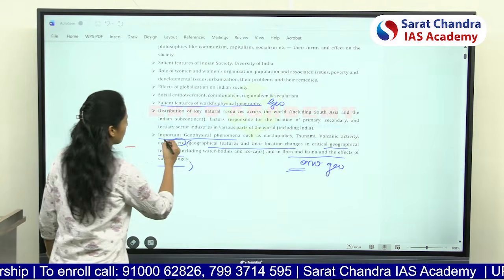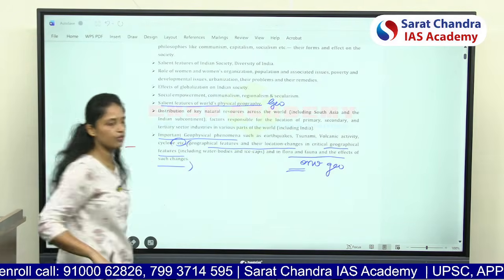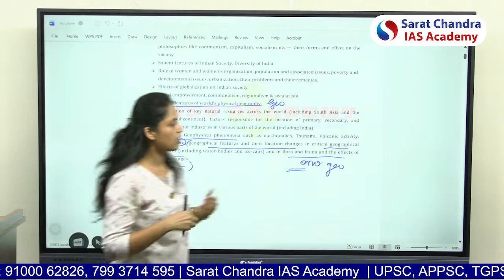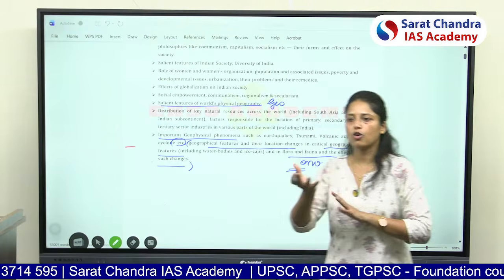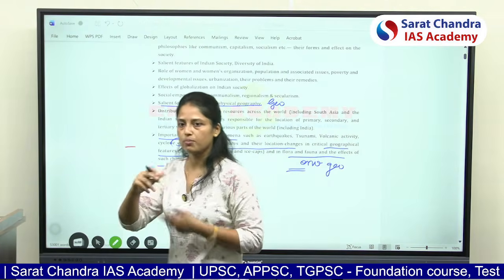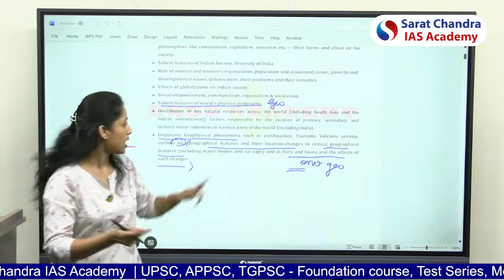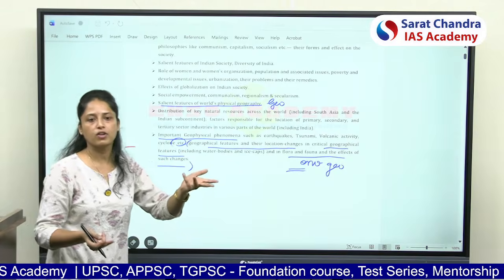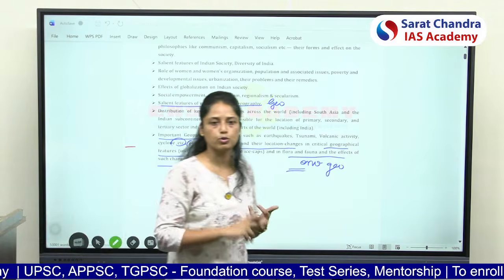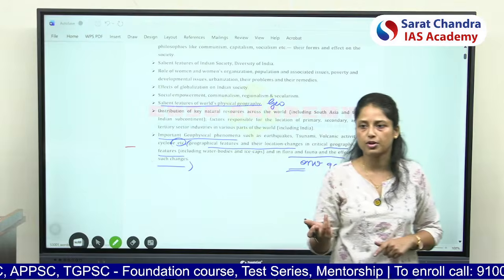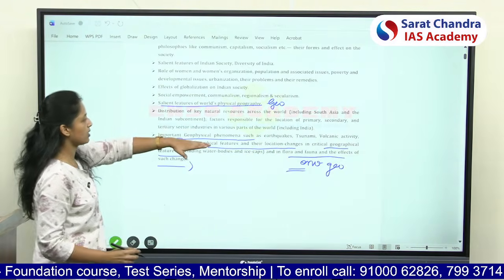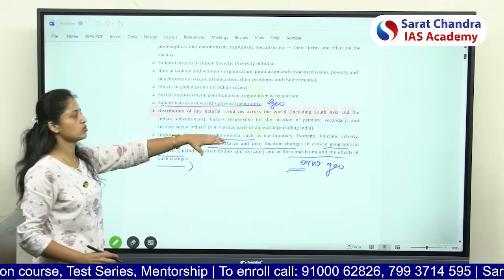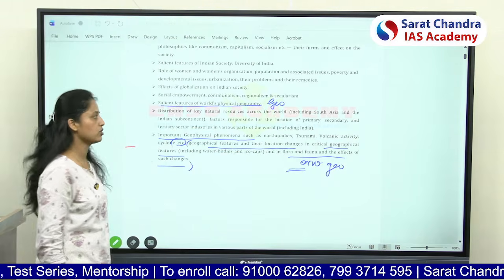And here, when we are talking about important geophysical phenomena, if we talk about earthquake or volcanic activity, these can happen because of geomorphology, from the forces of the interior of the earth. But other geophysical phenomena, for example cyclones, tornadoes, twisters, can be part of climatology. So many phenomena you can include. Here you can write about geomorphology, climatology, oceanography, etc.